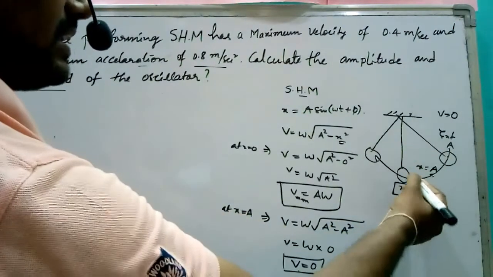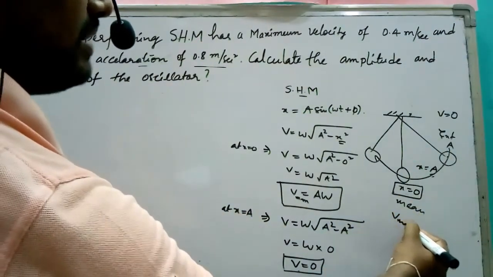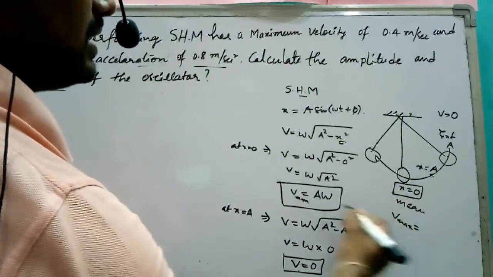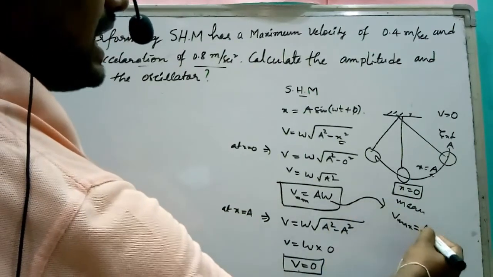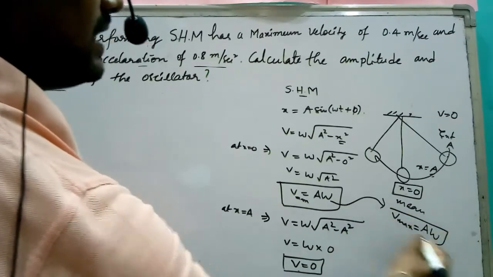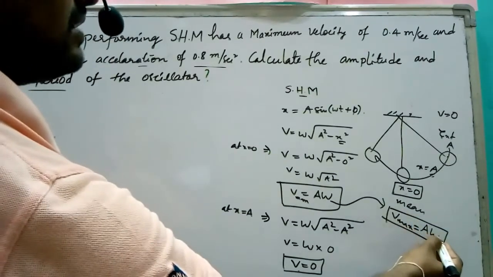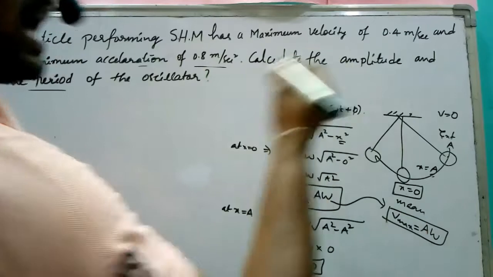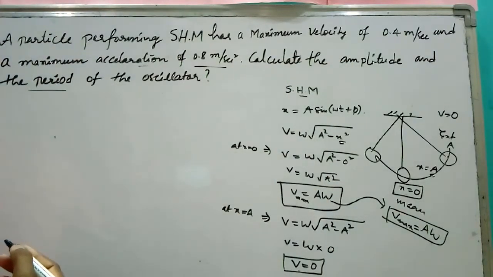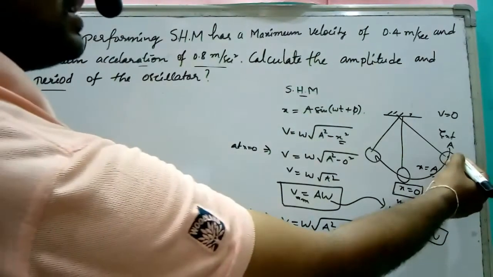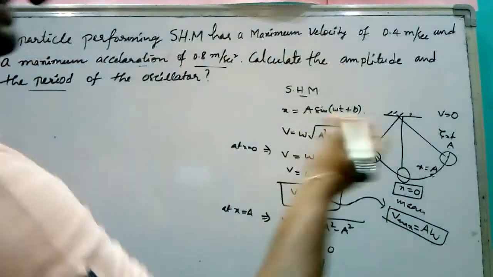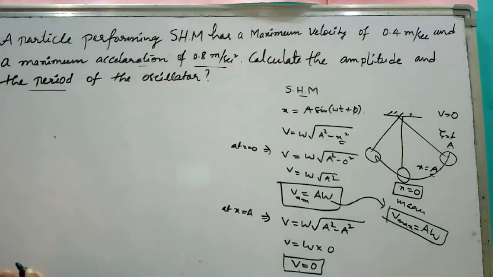Similarly, the oscillator velocity is maximum at the mean position. That maximum value is a omega. The product of amplitude and omega, the angular frequency, gives the maximum velocity. At the extreme position the velocity is 0, that's why the kinetic energy is also 0.